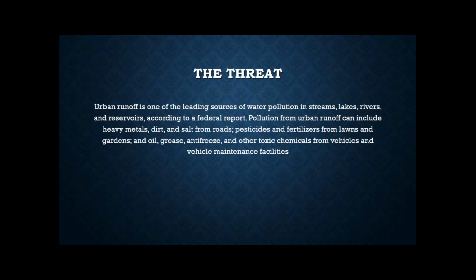So, the public health threat. Urban runoff is one of the leading sources of water pollution in streams, lakes, rivers, and reservoirs. According to a federal report, pollution from urban runoff can include heavy metals, dirt, salt from roads, pesticides, and fertilizers from lawns and gardens, and oil, grease, antifreeze, and other toxic chemicals from vehicles and vehicle maintenance facilities.